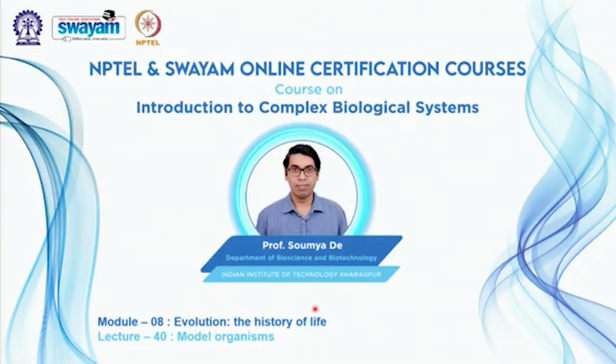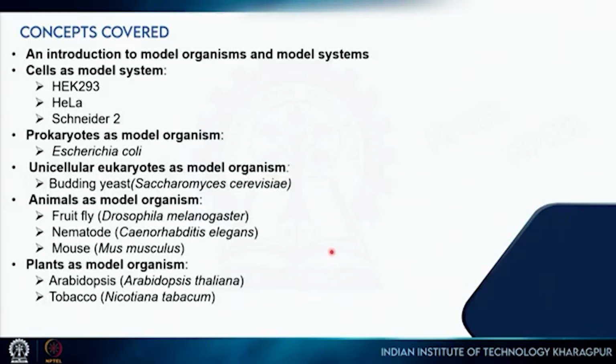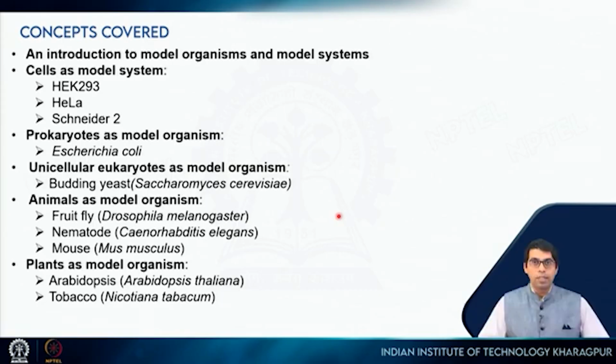Welcome to the course Introduction to Complex Biological Systems. In this week 8, I am discussing the evolutionary history of life. So, what we have seen is how evolution shapes the different life forms on this planet. So, today I am going to talk about certain model organisms.